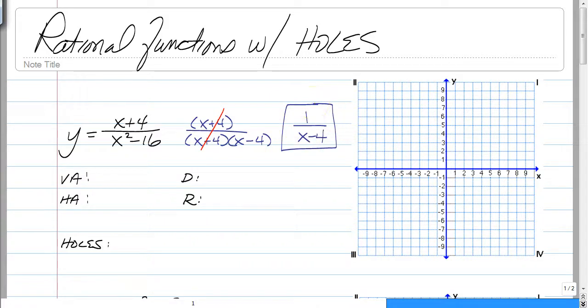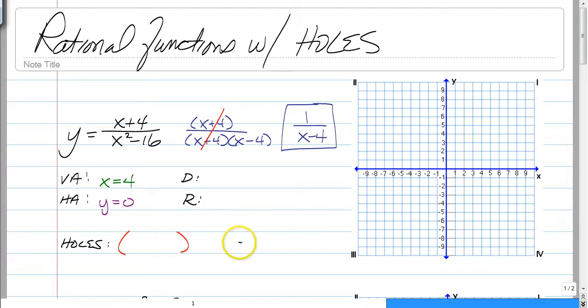You take your simplified equation to do the work. So your vertical asymptote is still what makes the denominator 0, so x equals 4. Your horizontal asymptote is still going to be more x's in the denominator, so that means you have y equals 0. But now your domain and range are going to change a little bit. Now here's the thing, we got to talk about the hole. The hole is a coordinate, it's not an asymptote.